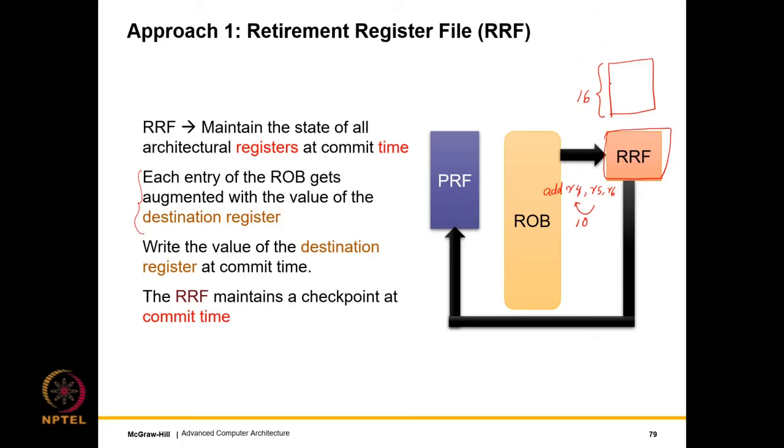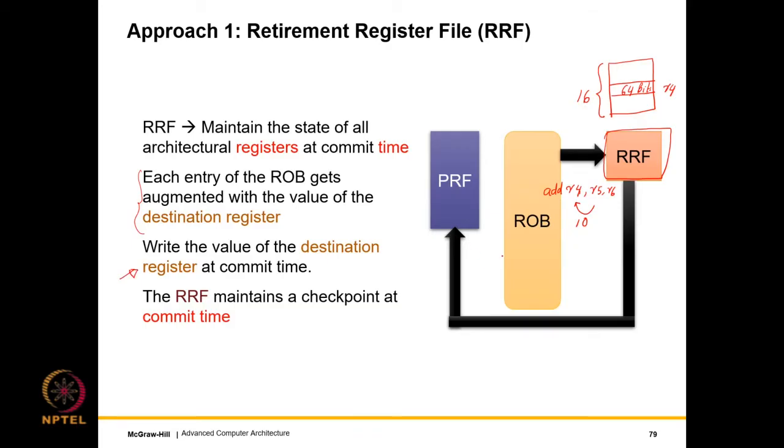But we go to register number R4, and in R4 we add the 64 bits, which is the value that was computed. This means that the RRF contains the retirement state, or the state of all the committed instructions. What state? The register state. So at any point of time it contains the architectural register state of all the committed instructions. Any time an instruction commits, its value is written over here, to the destination register at commit time.